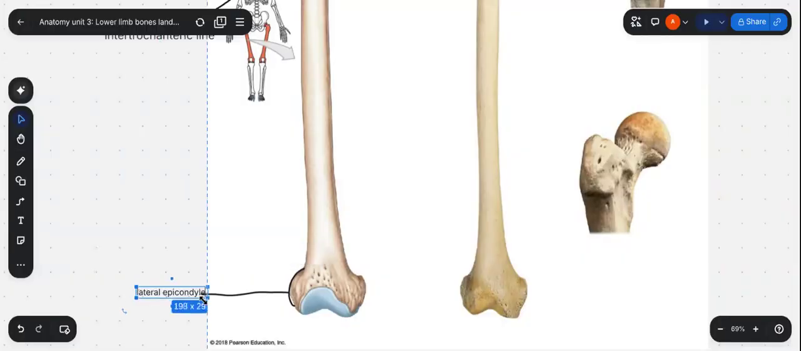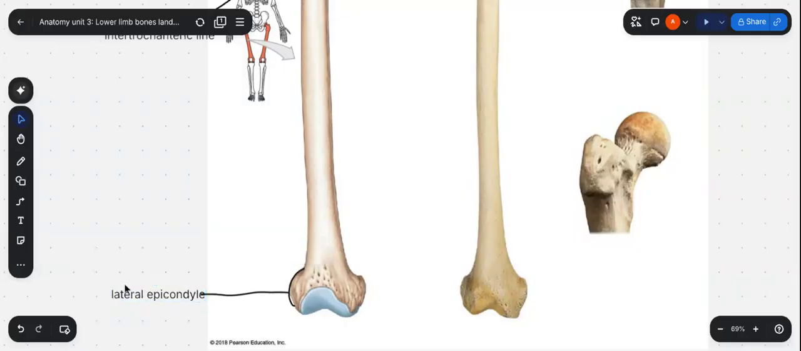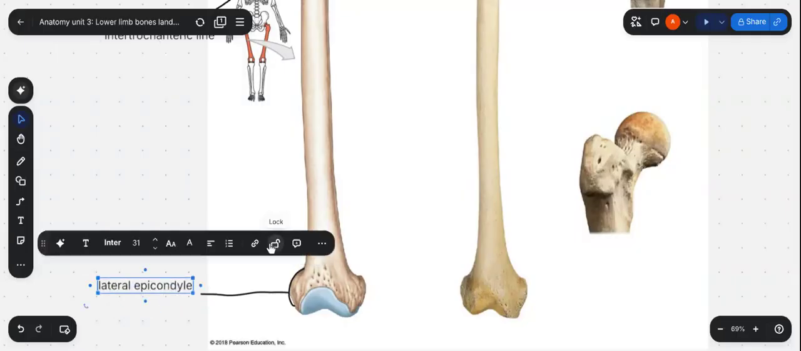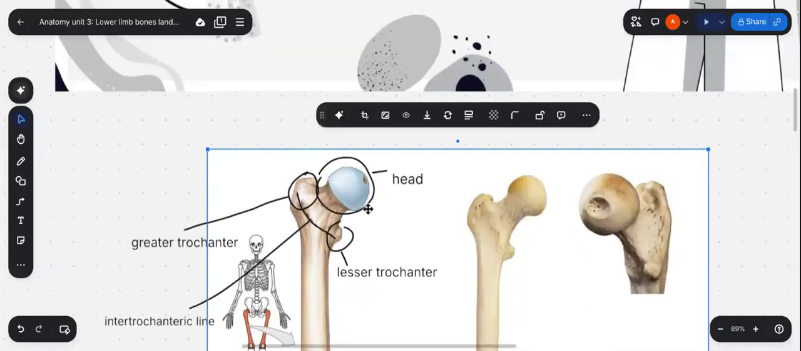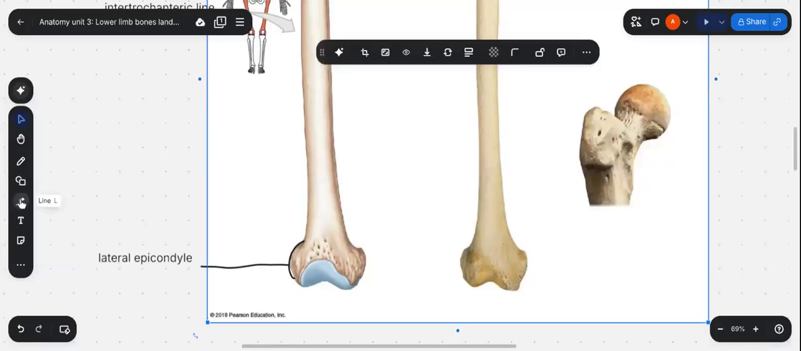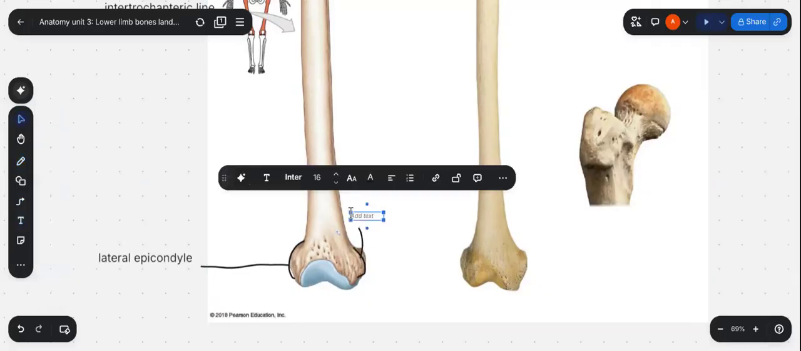You can differentiate lateral versus medial sides because the medial side is going to be where the head of the femur is, aka where this little ball area is. So the ball is the medial side. Therefore, we know that this projection over here on the other side is going to be your lateral epicondyle.